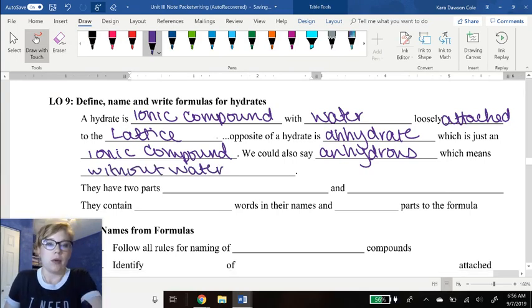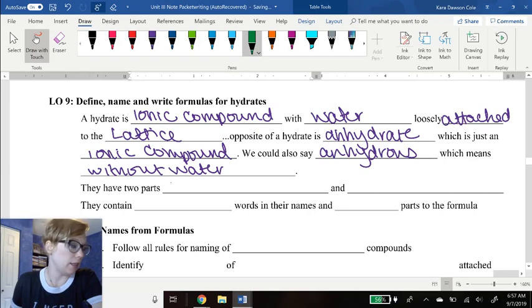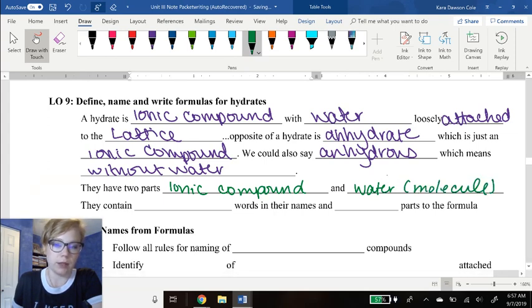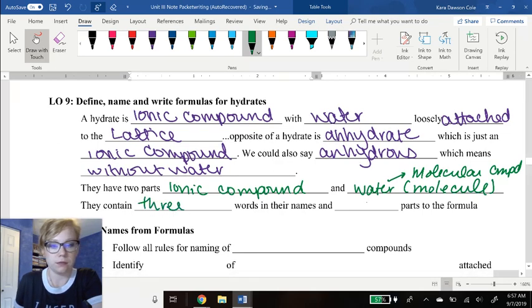So a hydrate has two parts. The first part of a hydrate is the ionic compound. And then the second part of the hydrate is the water, which is a molecule, which is a molecular compound, right? So water is a molecular compound. They contain 3 words in their names. So these are the only type of compound that you're going to name in my class that has 3 words. No other compounds have 3 words. Okay. And then they have 2 parts to their formula.